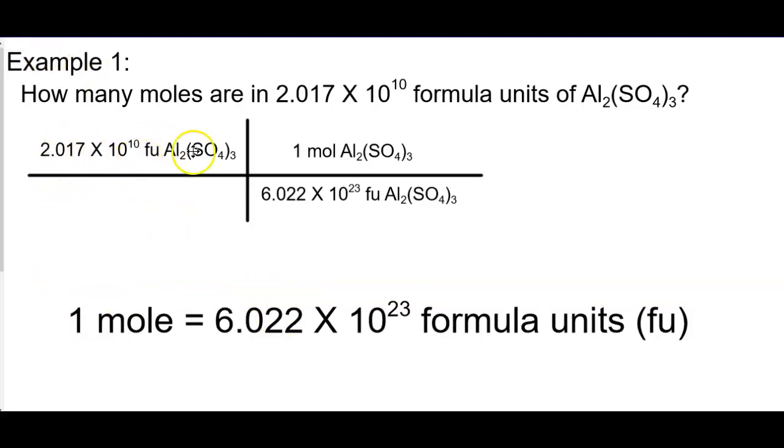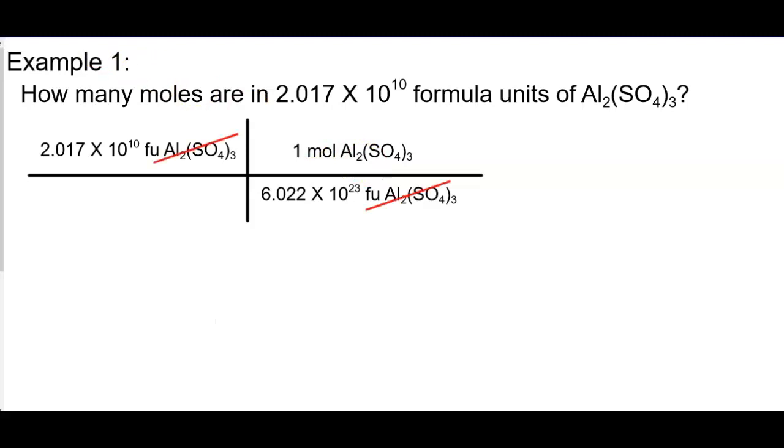Notice that I have a number, unit, formula, a number, unit, formula, a number, unit, formula. That is a must if you want credit for your work. When you submit work, if I don't see this, just like I'm modeling here, you will not receive credit for your work. So we see that formula units of aluminum sulfate cancel, formula units of formula units, and it's the same chemical and the same unit.